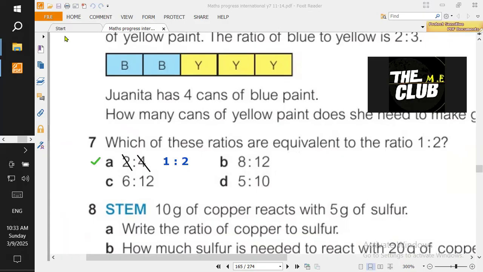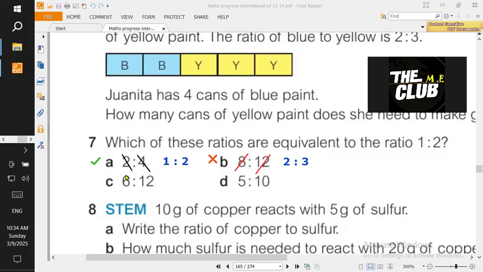Now the second one, let's check B. Divide by 4, divide by 4. Divided by 4 is going to give me 2, and divided by 4 is going to give me 3. So this one, the second one, is not 1 to 2. So this means it's not good.